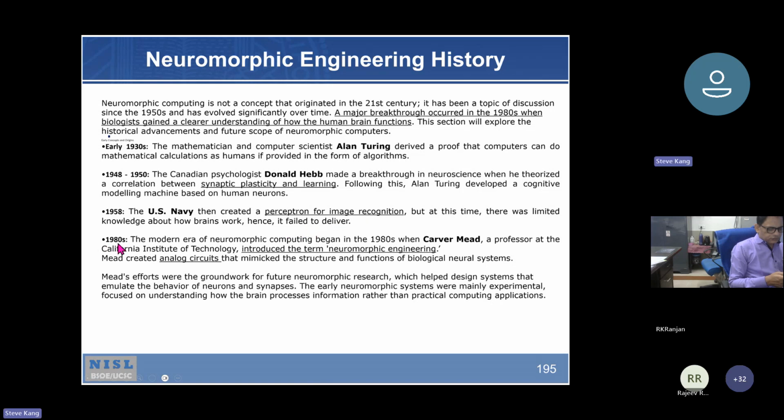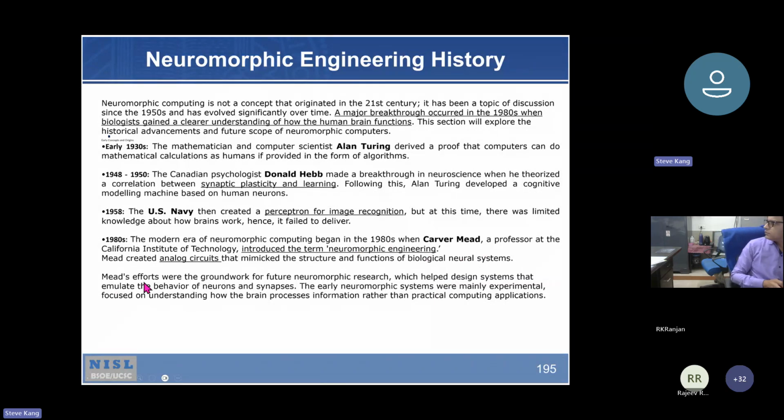In the 1980s, though, there was really modern neuromorphic engineering by Professor Carver Mead at Caltech. He introduced the term neuromorphic engineering. He created analog circuits that mimicked the structure and the functions of biological neural systems. I mentioned that in yesterday's lecture.